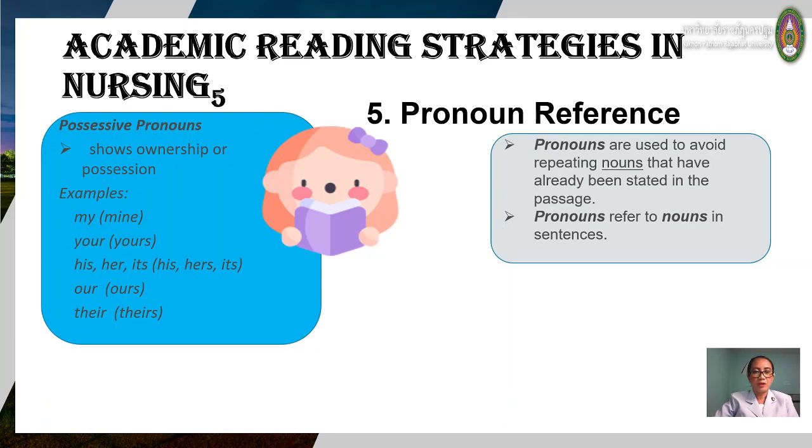So a possessive pronoun shows ownership or possession. So let's say, for example, my, mine; your, yours; his, it does not change; her, hers; its, it does not change; our, ours; their, theirs.